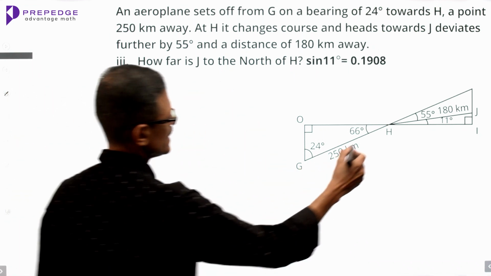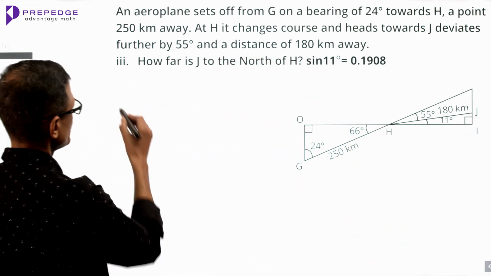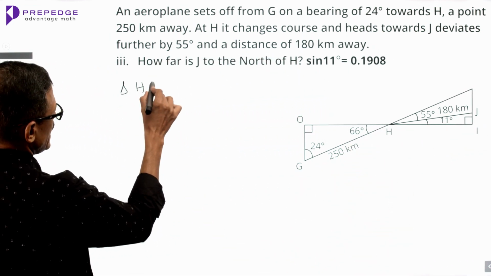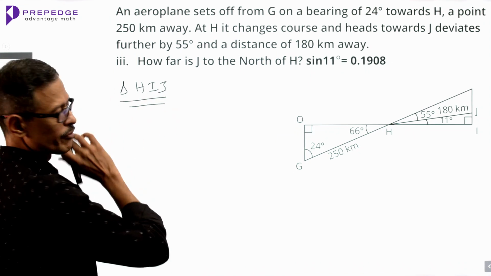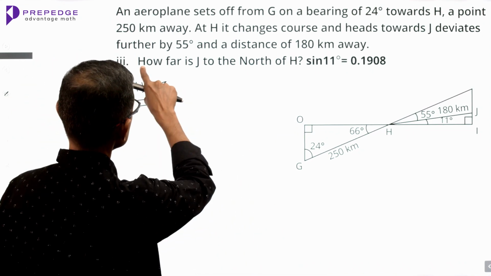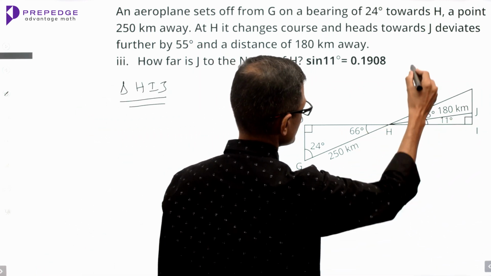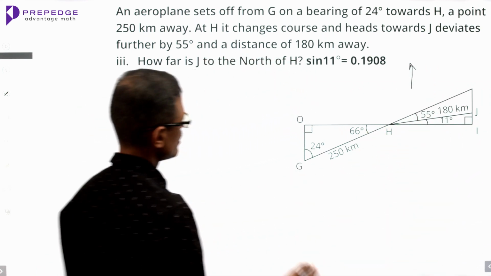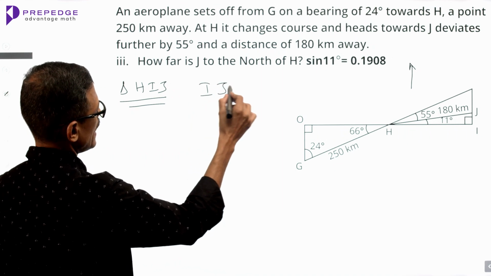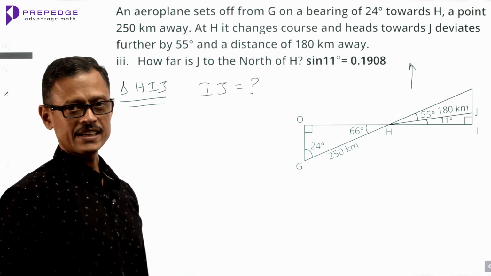Going to part 3. We're going to be looking at this right triangle, right triangle HIJ. Part 3 and part 4 we are going to see using this. What have they asked? How far is J to the north of H? H is here, J is here. How far is it north? They are asking for this vertical distance. So the question is asking us: IJ is equal to how much?